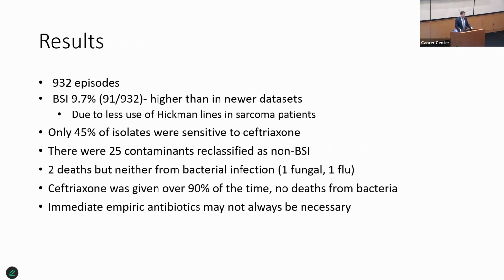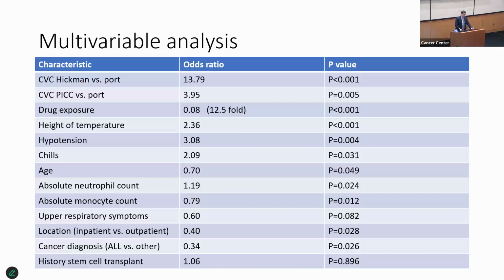In this particular cohort, only 45% of the isolates were sensitive to ceftriaxone. There were 25 contaminants reclassified as non-BSI. There were 2 deaths in the cohort, but neither from a bacterial infection. One was fungal, one was flu. And ceftriaxone was given over 90% of the time, but there were no deaths from bacteremia. And so because it only covered 45% of isolates, it was interesting that there weren't people decompensating or dying despite not getting empiric antibiotics that were appropriate. And this suggested that immediate empiric antibiotics may not always be necessary.